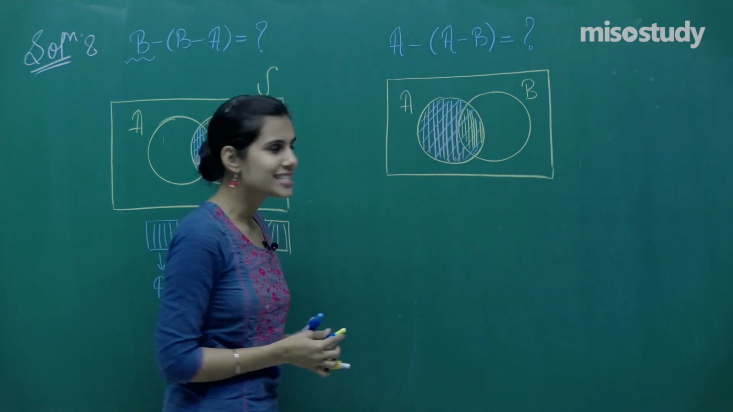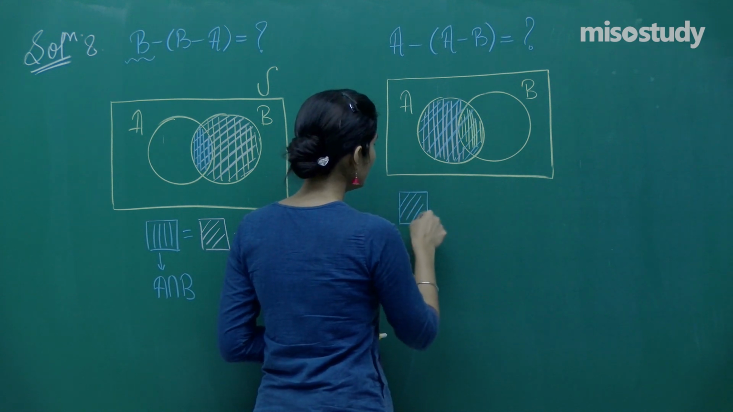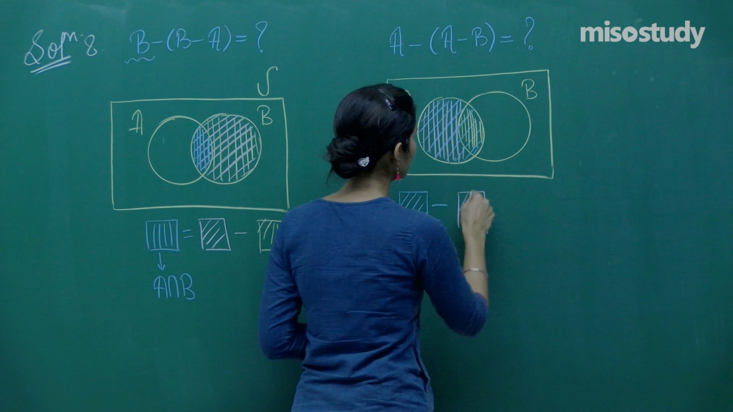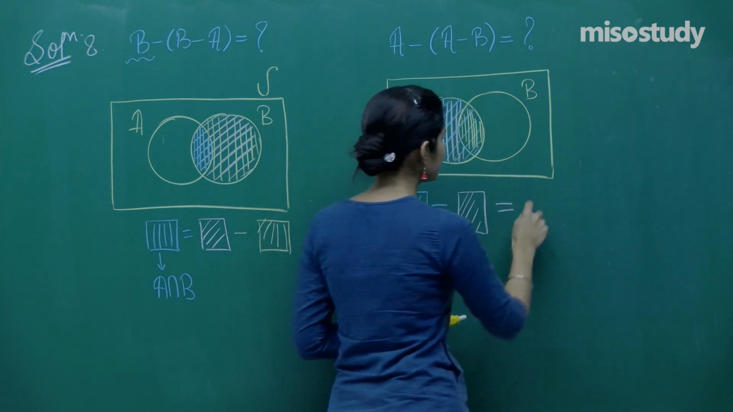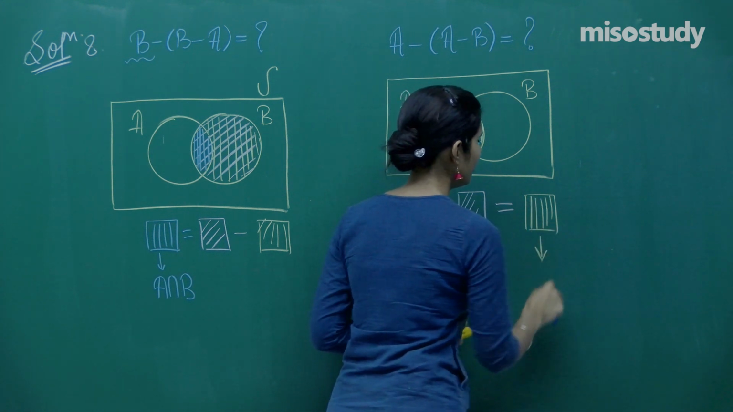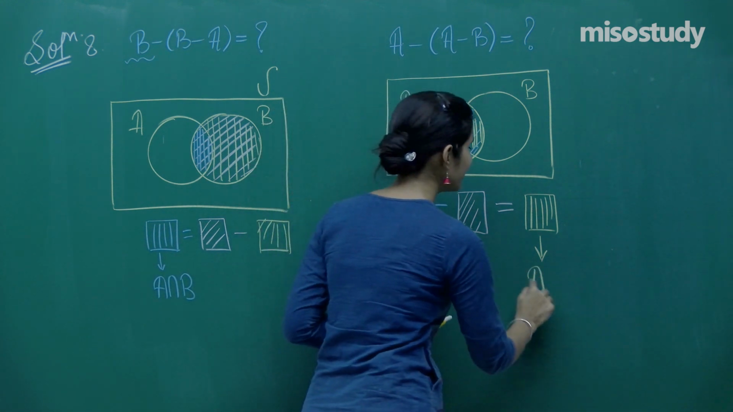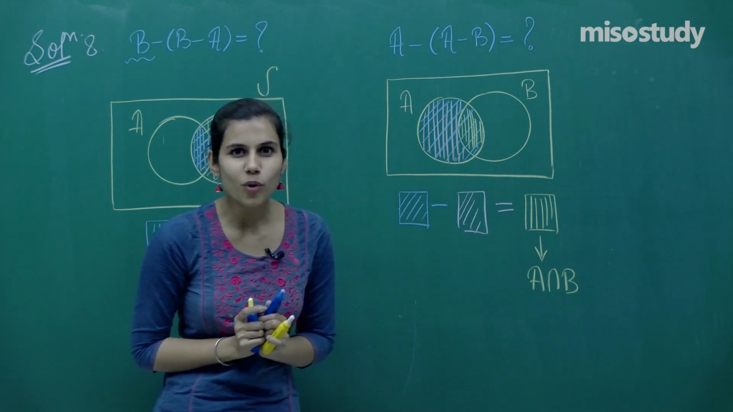What is this? What did I do? I just, from my set A, removed the set A minus B and obtained this set. What is this yellow shaded portion? This is nothing but again A intersection B. This is what I wanted.